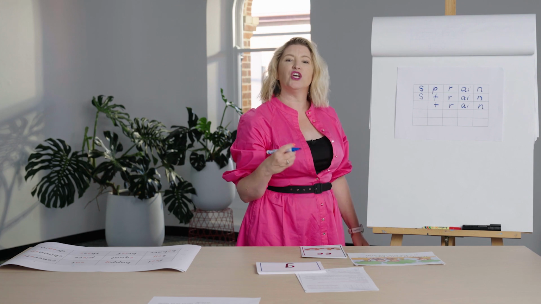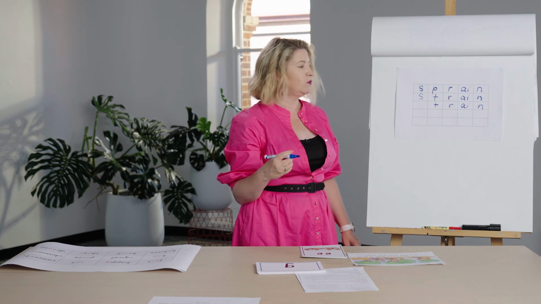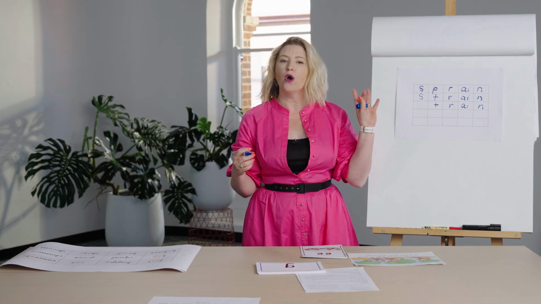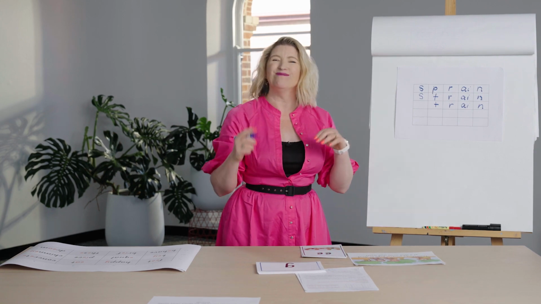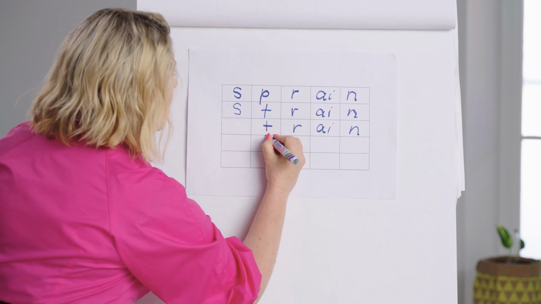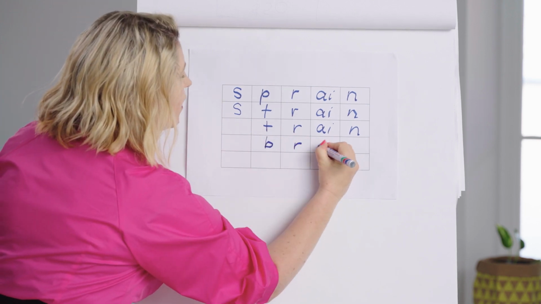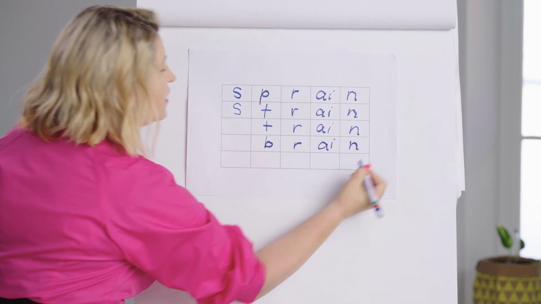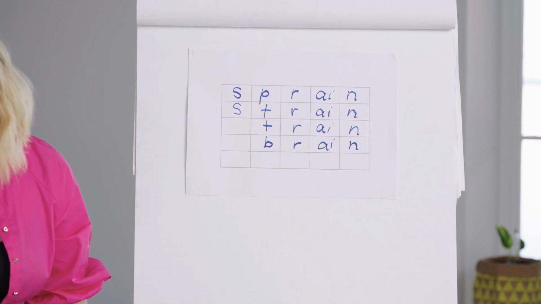Next word. Let's swap that initial sound. Let's change out the T for a B. Ooh, what are we going to have now? B-r-ain. You got it. Brain. Let's write them. Say each sound as you go. B-r-ain. Brain. You're using your brain right now.